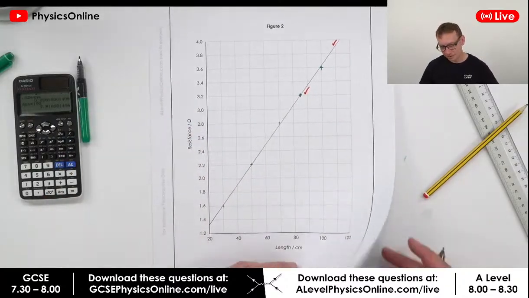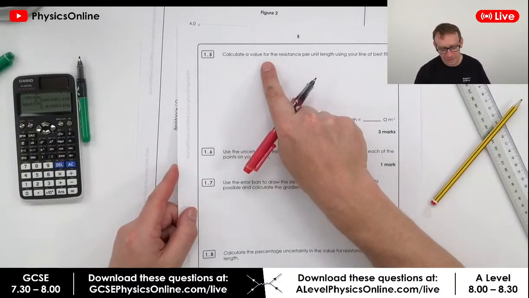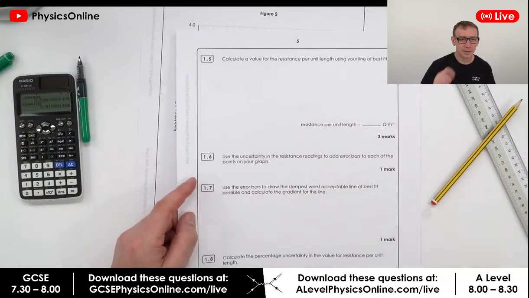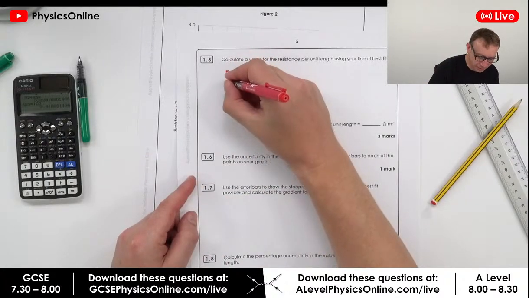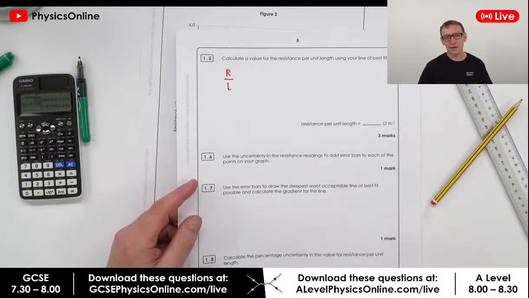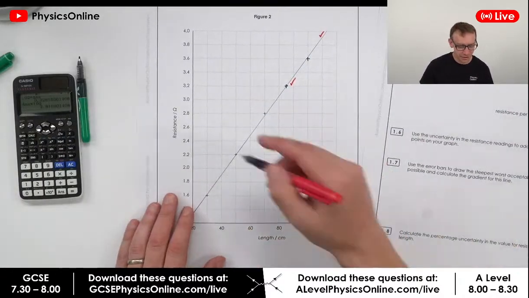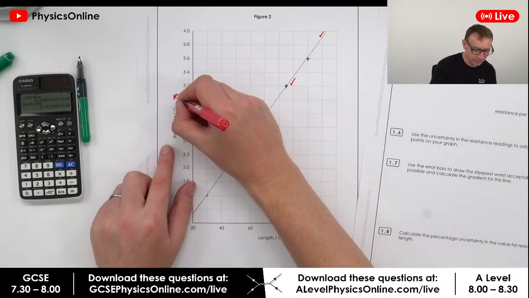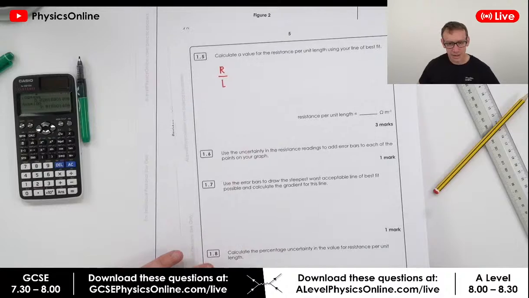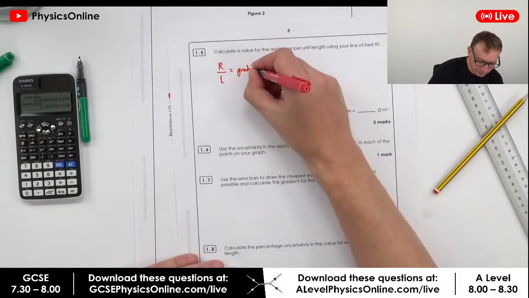Okay, easy so far. Right, the next question says, calculate a value for the resistance per unit length using your line of best fit. So what we want to look at is the resistance per unit length. What does that mean? Well, if you had a meter of this wire, what would its resistance be? And we can work this out quite easily because we've got the resistance here on the y-axis and the length on the x-axis. So the resistance per unit length is going to be equal to the gradient.